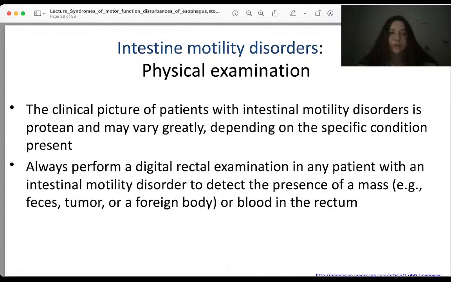Physical examination of patients with intestinal motility disorders. The clinical picture of patients with intestinal motility disorders is protean and may vary greatly depending on the specific condition present. Always perform a digital rectal examination in any patient with an intestinal motility disorder to detect the presence of a mass, like feces, tumor, or foreign body, or blood in the rectum. In all GI patients, ideally, in general, in all patients that you investigate, you should do a digital rectal examination.